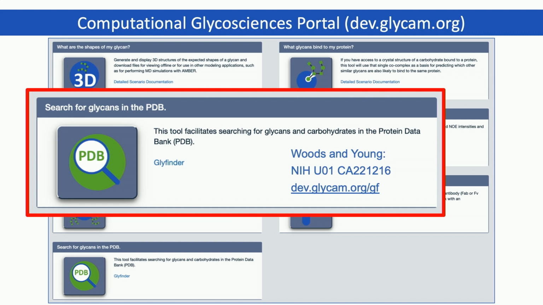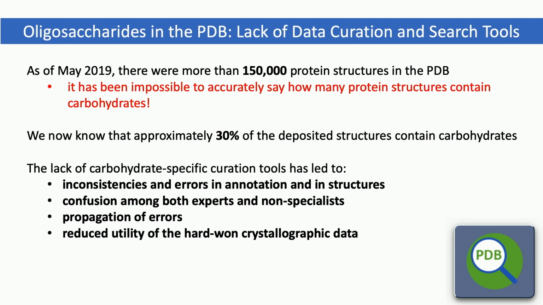So the last tool I want to talk to you about is also developed under NIH funding. This is a separate grant. This is to allow users to find sugars in experimental databases, in particular in the Protein Data Bank. It turns out that when the Protein Data Bank was developed, it wasn't developed with the idea of storing data for sugars. It was, as the name implies, to store data for proteins.